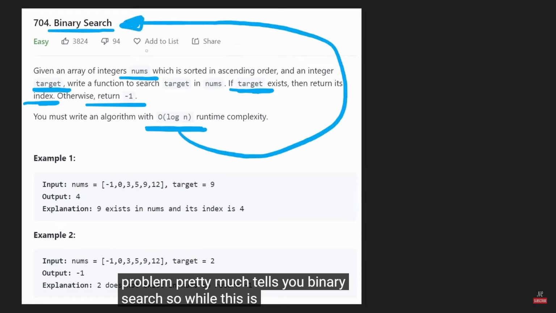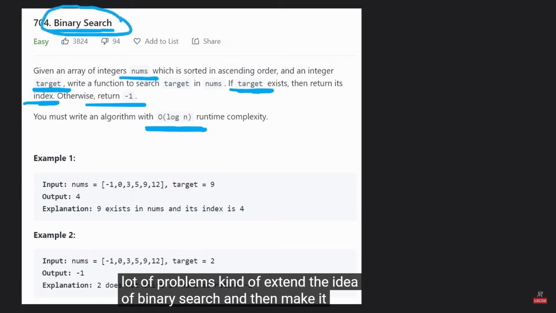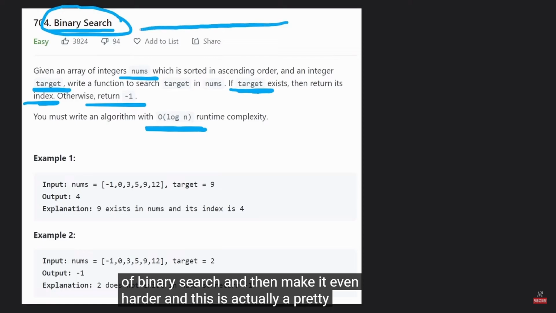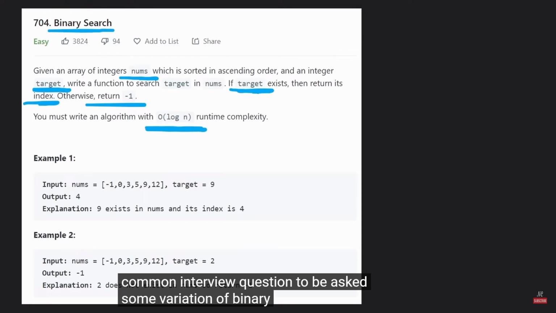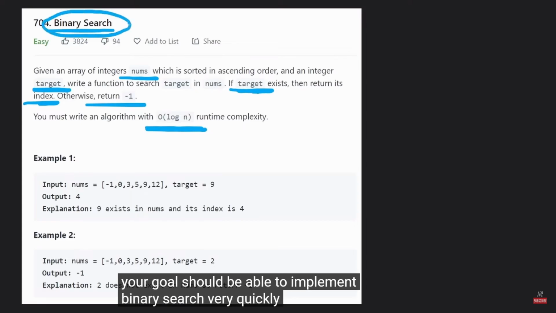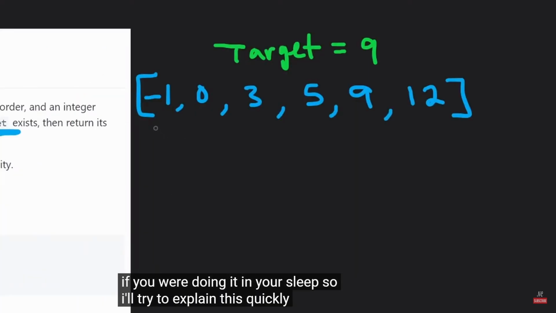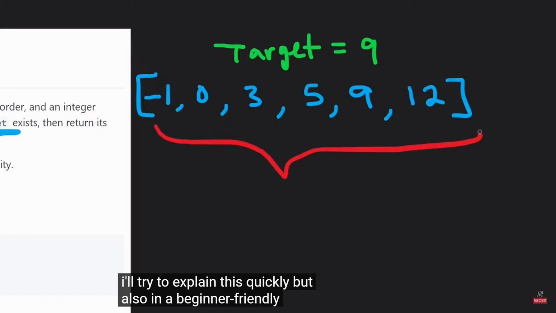So while this is self-explanatory and a pretty basic algorithm, I still think it's really important because a lot of problems kind of extend the idea of binary search and then make it even harder. And this is actually a pretty common interview question, to be asked some variation of binary search. So this is a very good problem to practice, and your goal should be able to implement binary search very quickly, basically as if you were doing it in your sleep. So I'll try to explain this quickly, but also in a beginner-friendly way.